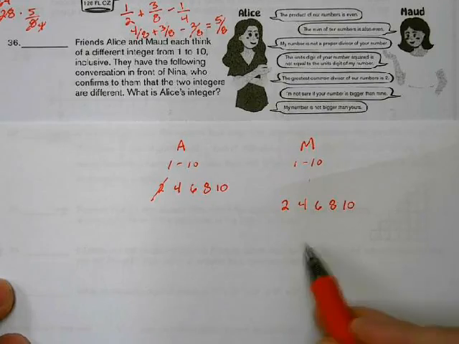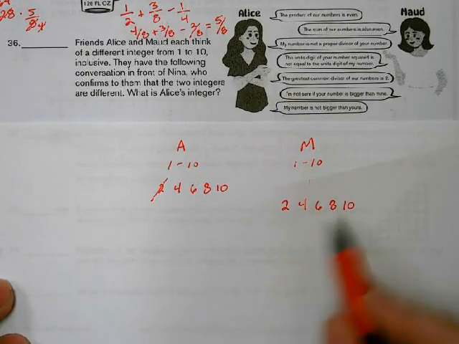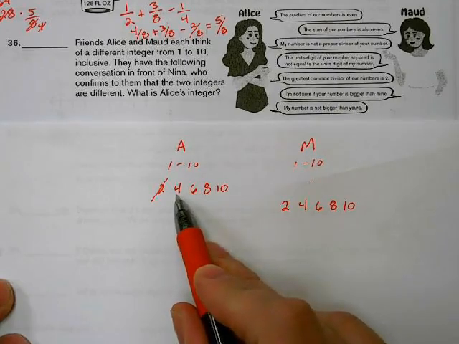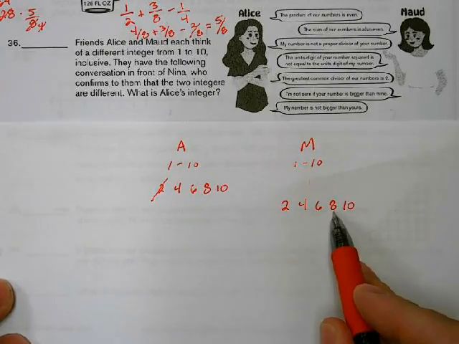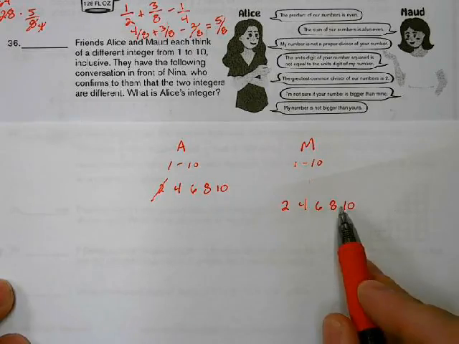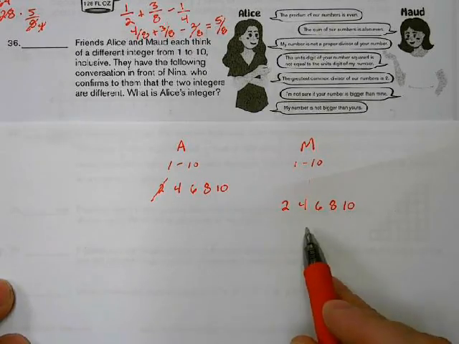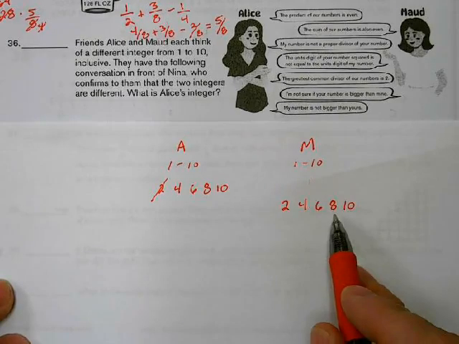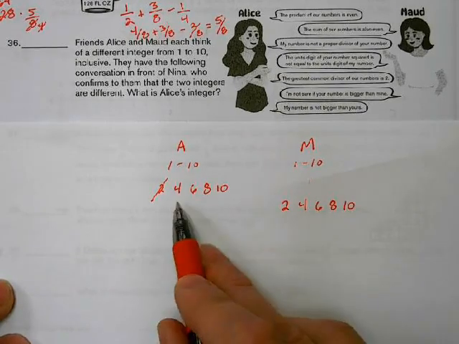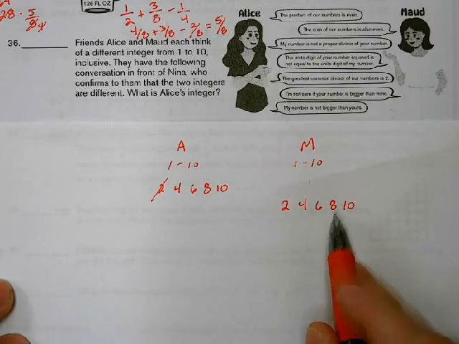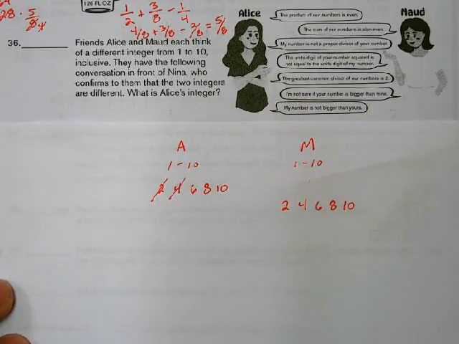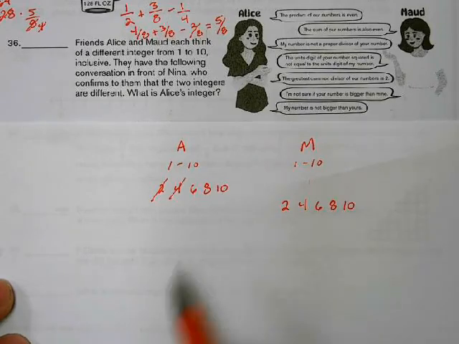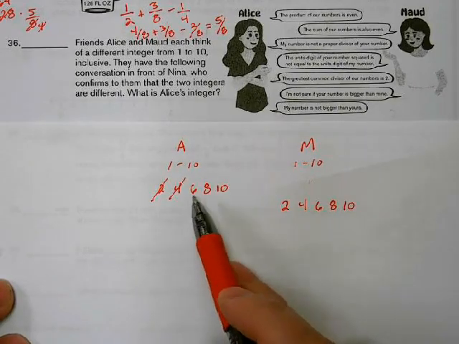Remember, Alice just knows that these are even numbers. Okay, Alice can also not be 4 because 4 is a proper divisor of 8. And Alice doesn't know if Maud has an 8. All Alice is saying is, I know for sure that my number is not a proper divisor. So she can't have a 4 because Maud might have an 8. Now these other numbers are not proper divisors of 2, 4, 6, or 8. So now we're down to Alice having 6, 8, or 10.